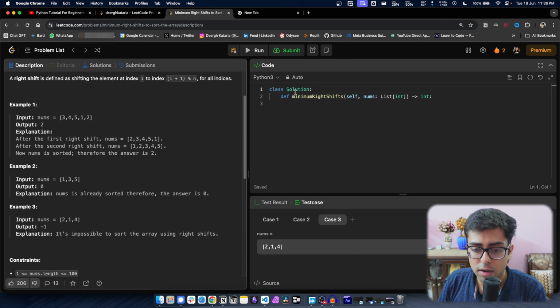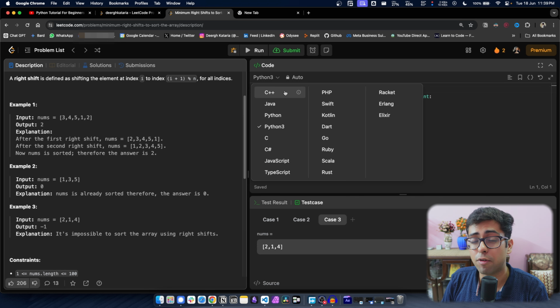Then you have this place where you can write the code. You can choose your language. I personally prefer Python 3. A lot of people are going to be like, oh, but Python, you know, Python this, Python that. A lot of people are against Python.